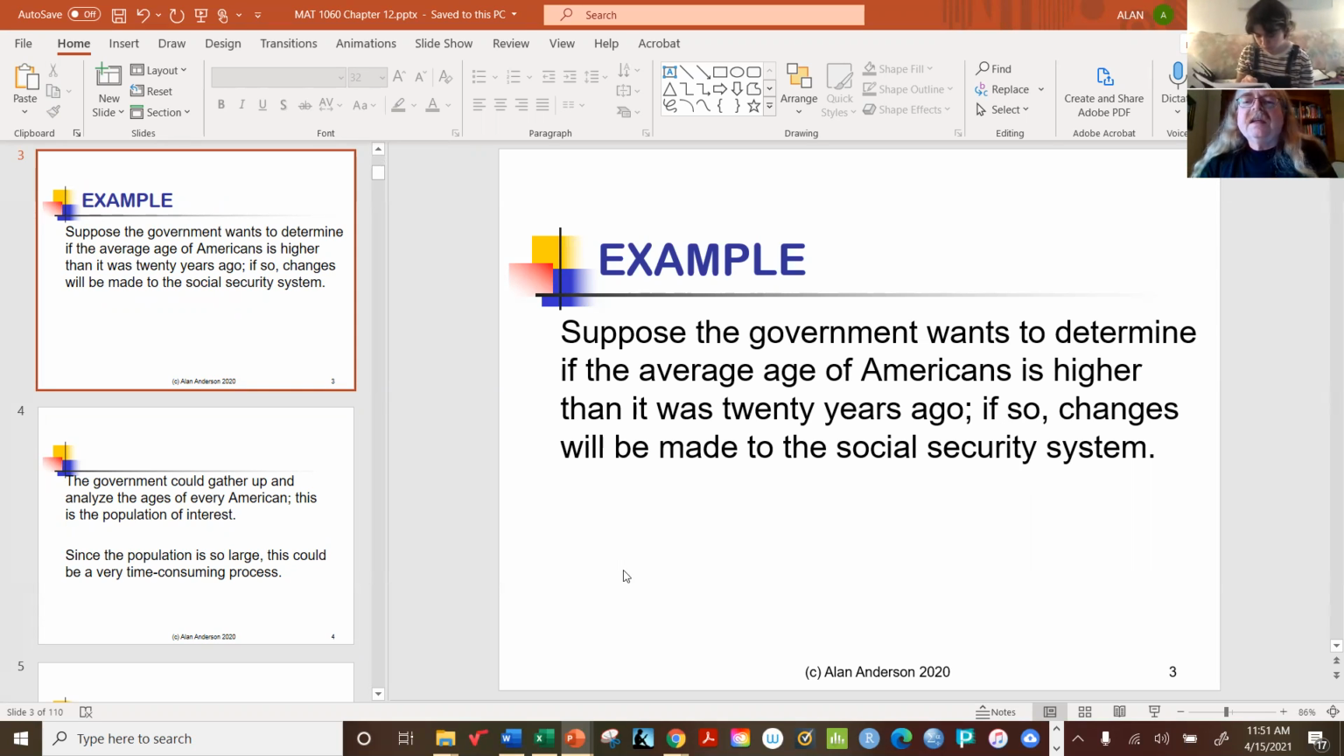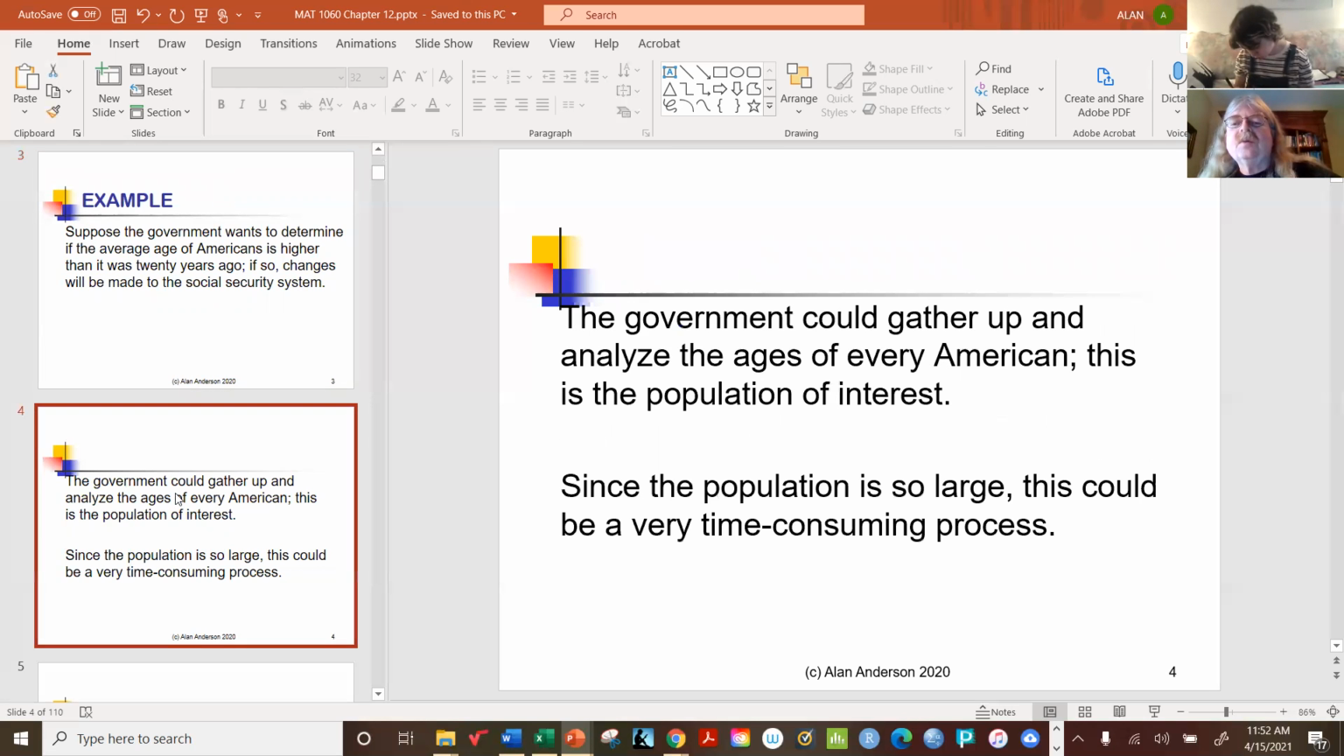Now, they could do one of two things. They could literally go through every single person's records and see what their ages are. But guess what? That's a lot of people, 330 plus million people. That's a lot of ages to analyze. Is it really necessary to go through every single one of them? Well, as it turns out, the answer is probably not, because, of course, this would take forever.